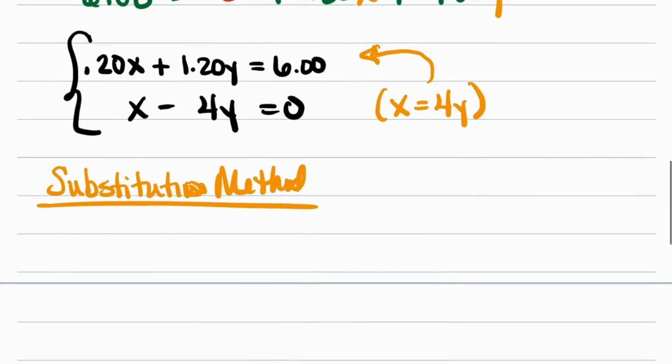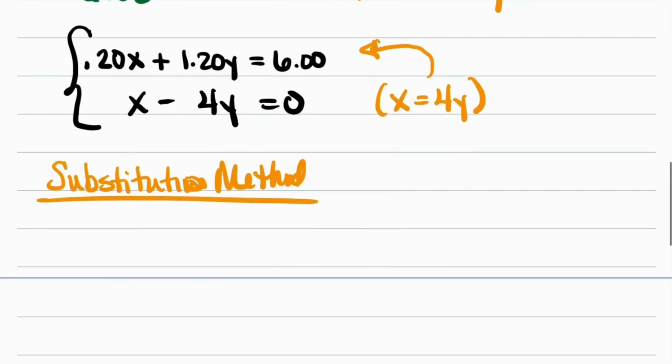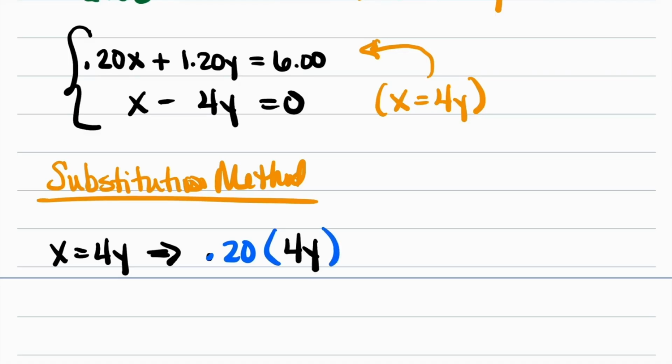Okay, so for the substitution method, we're going to say x equals 4y, right? So then we're going to have 0.20 times 4y, because that represents x, because we have an x here, okay?